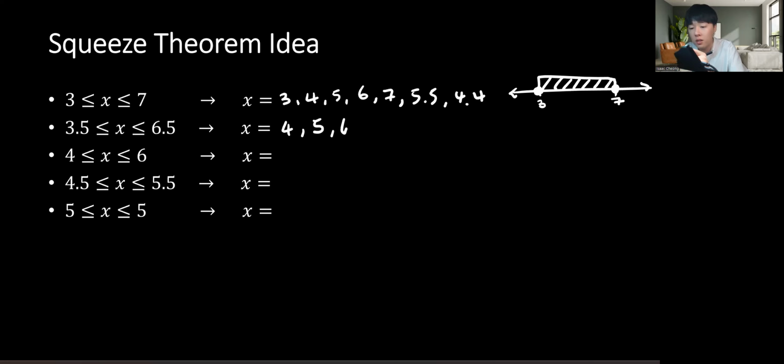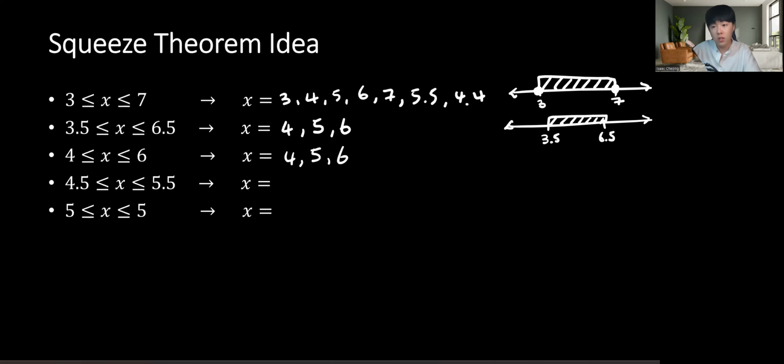The 4, 5, and 6, right? Only 4, 5, and 6 are going to work. Which means that if you look at the number line, let me draw the same number line to make my explanation better. 3.5, 6.5, the middle value right here, right? Let's look at the other one, right? 4 to 6, which means that 4, 5, 6 definitely work for this third inequality.